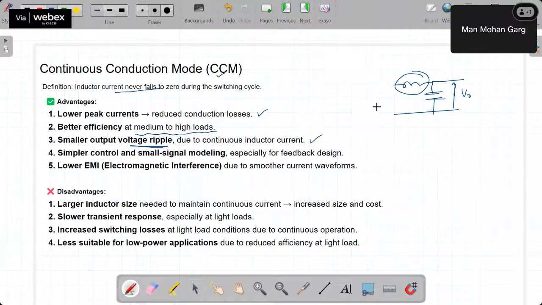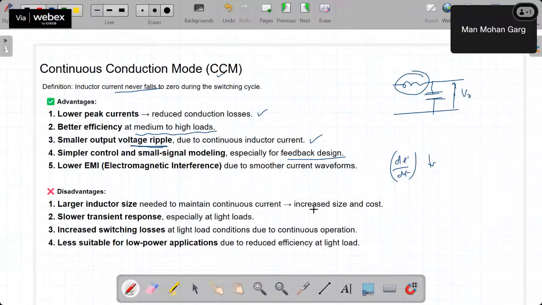And when it is continuous current conduction, it's easier to design a control system. We can do the mathematical modeling very easily. And similarly, because the inductor current is continuous, this di by dt is low, due to which the EMI, electromagnetic interference, will be lesser.